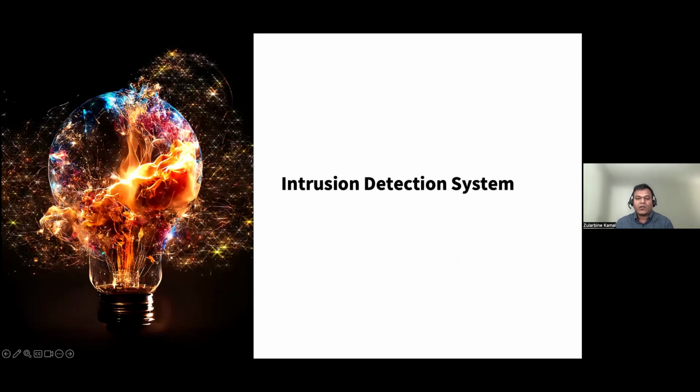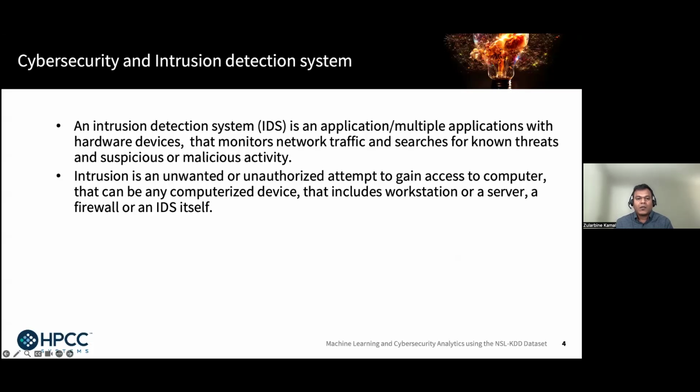Before I get into the machine learning algorithms and dataset detail, first we need to understand what an IDS is and how an HPC system can play a crucial role here. An IDS is a software or combination of application and hardware devices that monitor network traffic to detect known threats or suspicious or malicious activities. An intrusion refers to any unauthorized attempt to access a computer system, including workstations, servers, firewalls, or even the IDS itself.